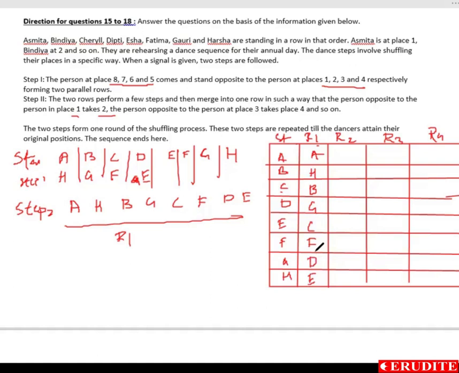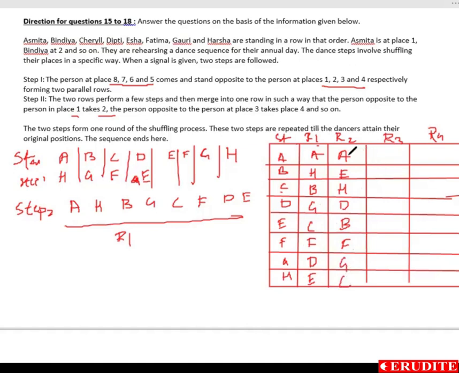Okay. Similarly, now in the next step 1, after round 1 step 1, E will be opposite A. So at the end of round 2, E will be next to A. D will be opposite H, so D will be next to H. F will be opposite B, so B followed by F. And then C was opposite G, so now C will be next to G.